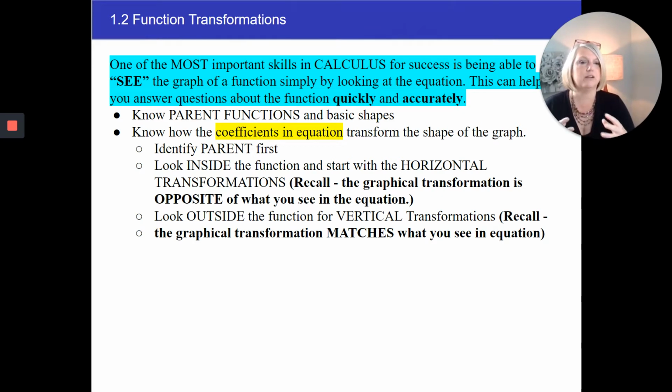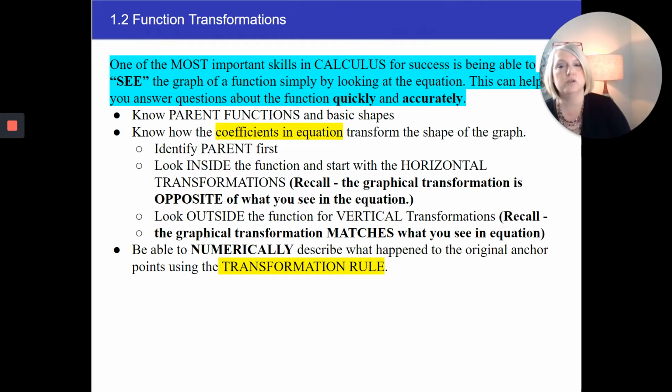And just to recall, graphical transformations are usually opposite of what you see in the equation. If it's a +2, it goes left 2, and those kinds of things. Then how to look outside the function for the vertical transformations, and those match what you see in the equation instead of opposite. The reason for this has a lot to do with inputs happening before the function, while output transformations happen after the function. That's a little bit why the before-function gets reversed, but after the function is in the normal order that we look at it.